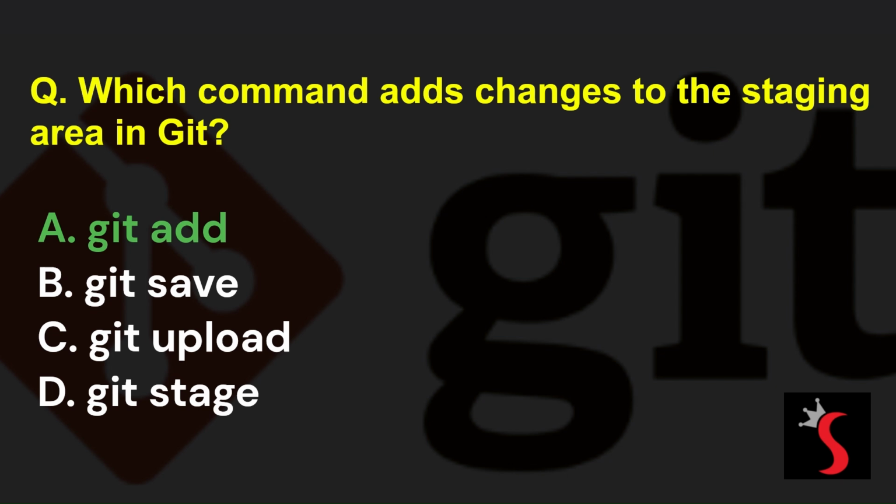And the correct answer is option A, git add. The git add command adds a change in the working directory to the staging area. It tells Git that you want to include updates to a particular file in the next commit. However, git add doesn't really affect the repository in any significant way. Changes are not actually recorded until you run git commit.